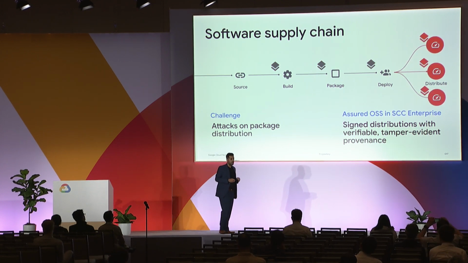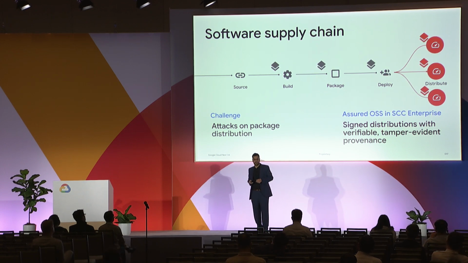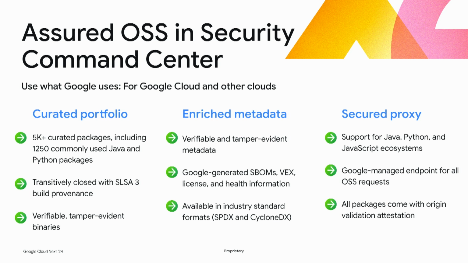Finally, what if the distribution source gets compromised or the package gets compromised in distribution? Assured OSS provides signed distributions of a package with verifiable tamper-evident provenance. So very quickly, let's do a recap of what we just talked about.